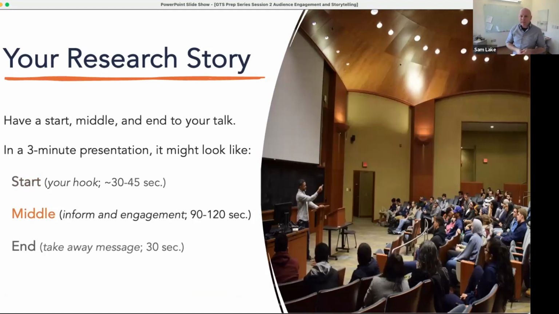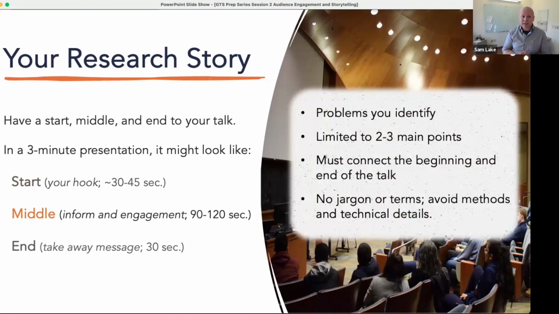For the middle of your presentation, you really are using that 90 seconds to 2 minutes to identify the problems, highlight those research questions that you're working on. You've got to limit this to 2 to 3 main points. Honestly, that's about all the time you have to share information. I mean, even if each of these main points is 30 seconds to introduce, you're pretty much getting towards the end of your presentation at that point. Of course, the middle has to make that connection. It bridges from the beginning to the end.